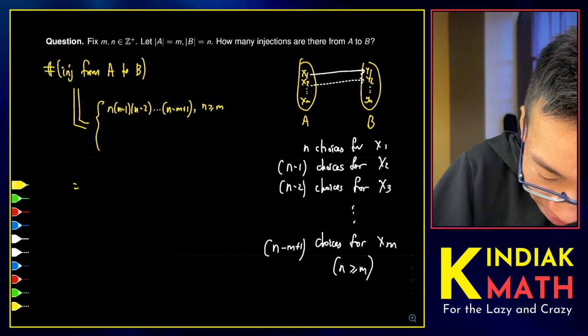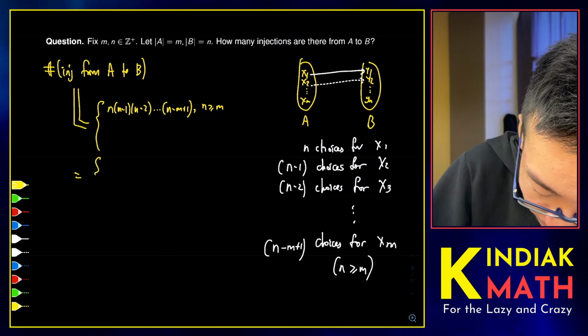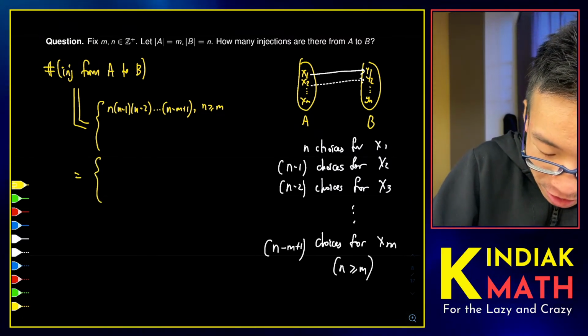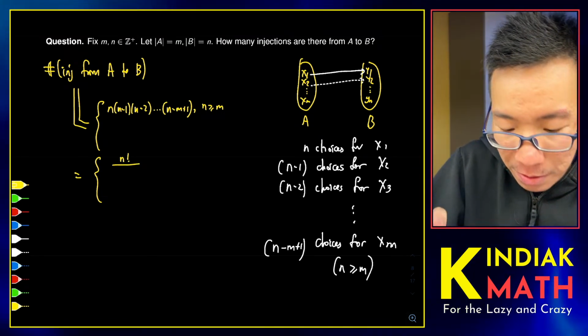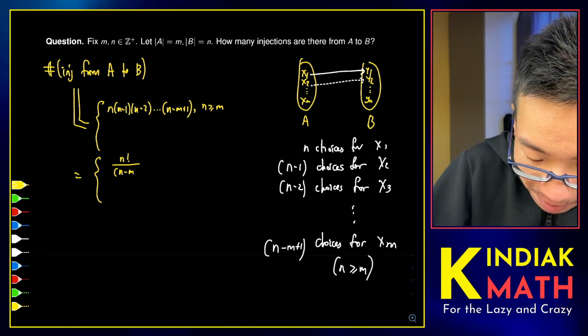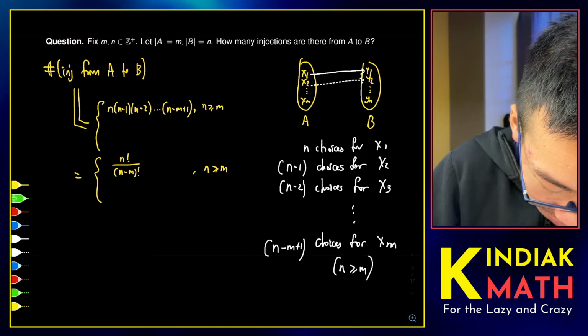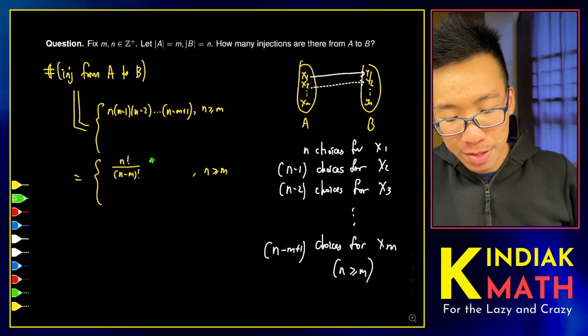And we can try to simplify this, right? And one way to simplify it will be using factorial notation. So I'll let you check that this will actually give us n factorial divided by n minus m factorial.